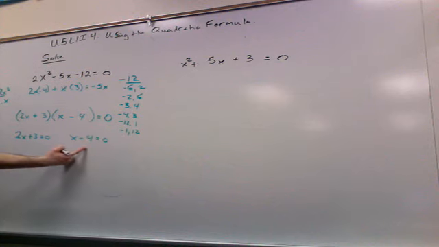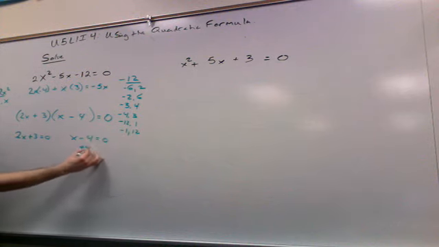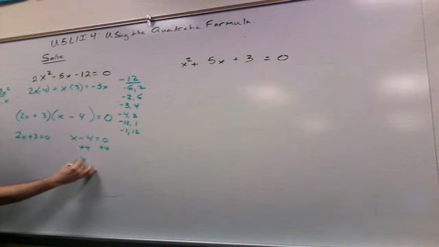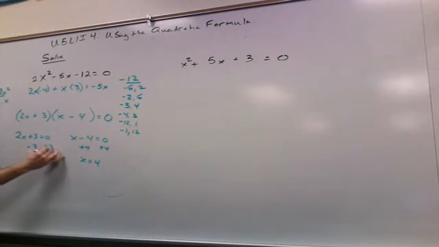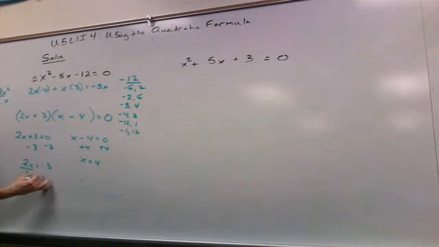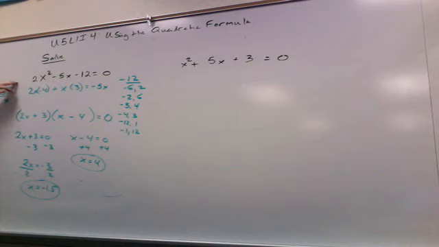How do I solve this one? Add 4. So x equals 4. Good. How do I solve this one? Minus 3. We have 2x equals negative 3. Now what? Divide by 2. Negative 1.5, right? So then our two solutions are negative 1.5 and 4.